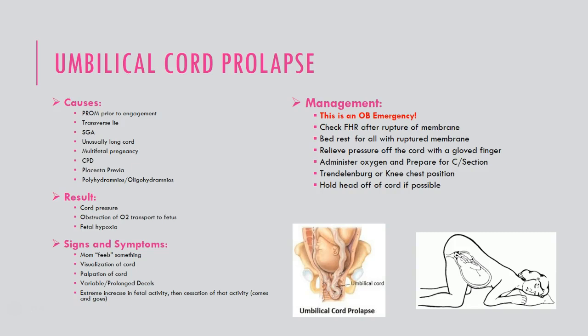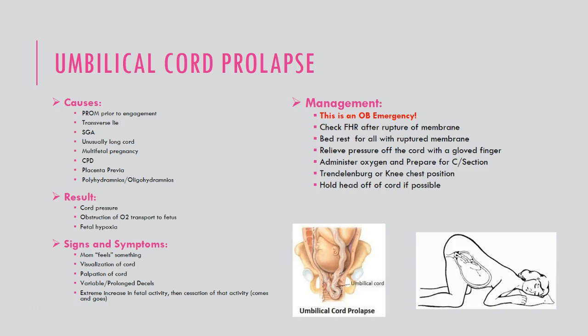If you notice a cord prolapse upon vaginal exam, you would relieve pressure off of the cord. So you would push the presenting part off of the umbilical cord to relieve that pressure, and you would stay that way. You would not move until the baby was born by C-section. You're going to be calling for help. You would flip the patient over into a knee chest position, like in this picture, because gravity would help get the presenting part off of the cord, along with the pressure that you're applying.